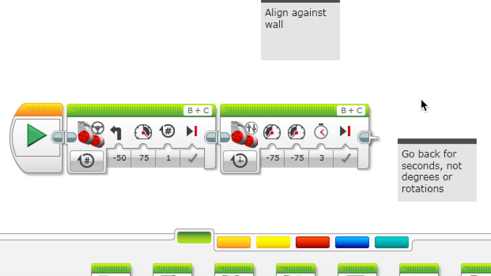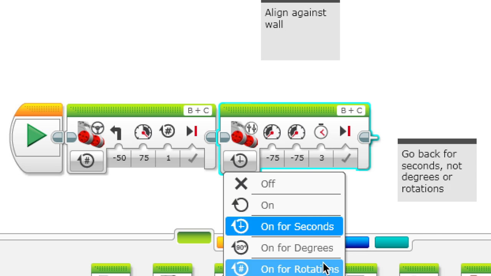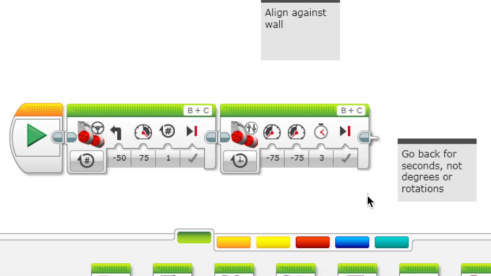So make sure when you're doing this to go back for seconds. Make this move on for seconds. So put it for time, not degrees or rotations. Over here we made it 3 seconds. After the 3 seconds, the robot will stop for sure. Otherwise, if we did it for degrees, then it would keep going and it would never end, because the wall is in the way of getting those specific numbers of degrees. So that's why we always do it for seconds.